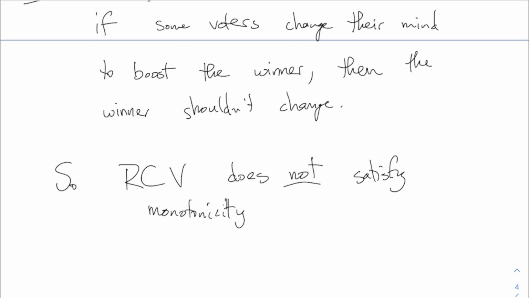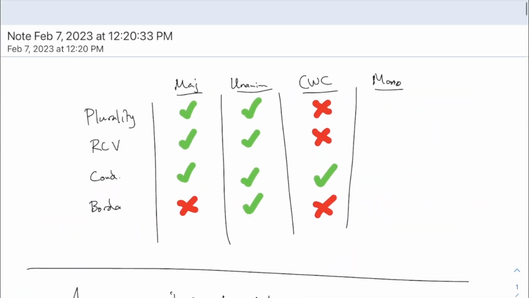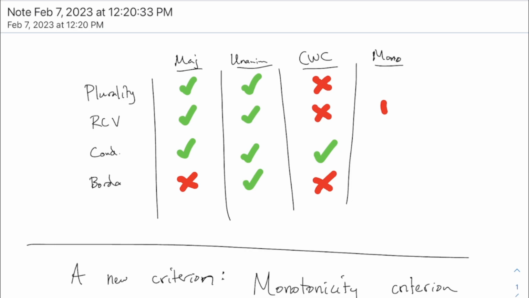It's because that example that we just did showed that sometimes you can raise somebody up and that actually makes them lose in the ranked choice. All right? So I'm going to go back to my chart at the top there and put a big old X under ranked choice. X does not satisfy monotonicity.